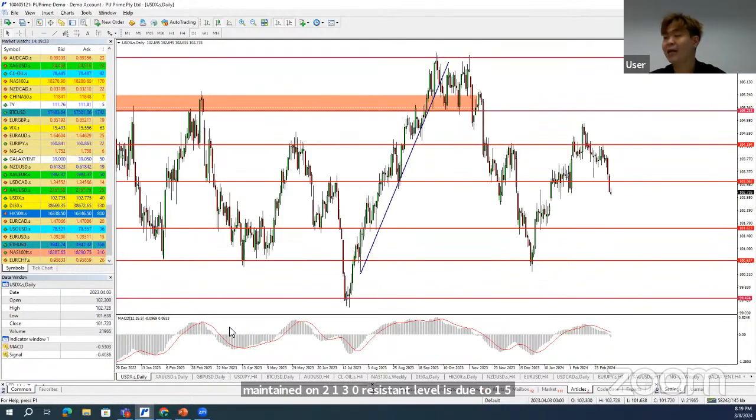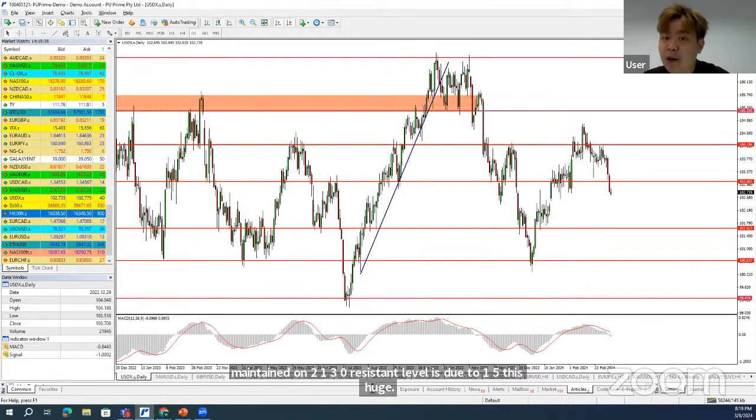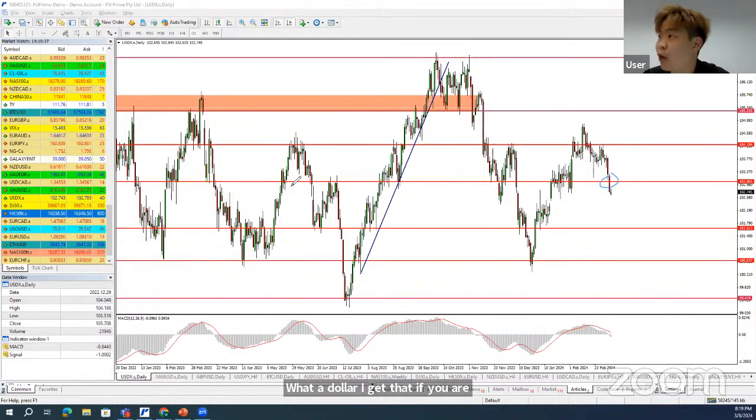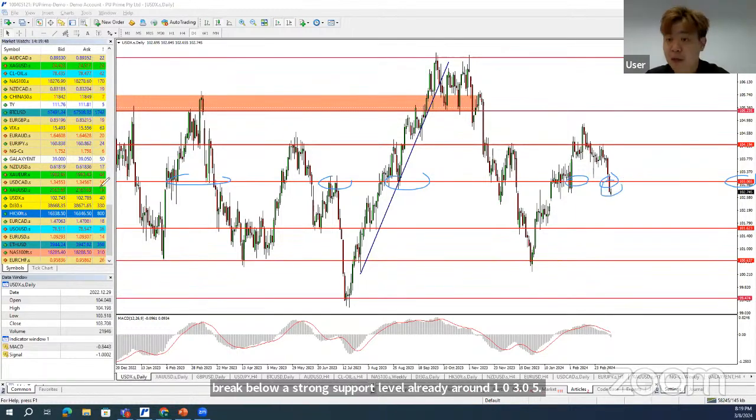For the dollar market, according to technical analysis alone, the dollar has actually successfully broken below a strong support level, around 103.05. But what you need to be careful about is whether this is a fake breakout or not. Even though sometimes it's already a very nice breakout, because of certain fundamental news it can form a fake breakout and then suddenly rebound.